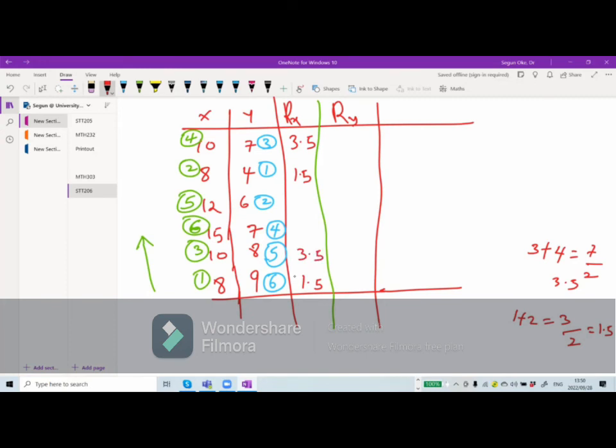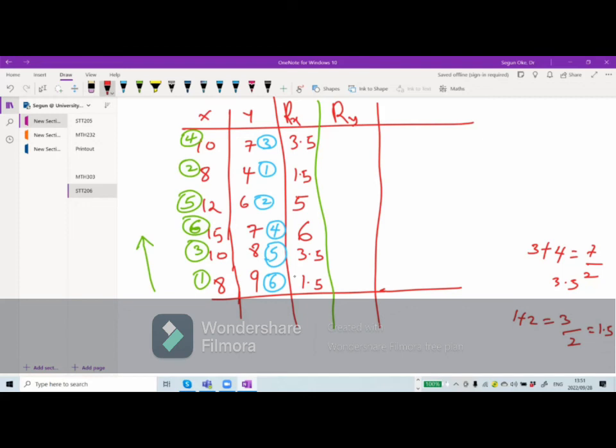So the next one is what? 12. What is the rank? 5. The next value is what? 15. But the rank is what? 6. That's all.